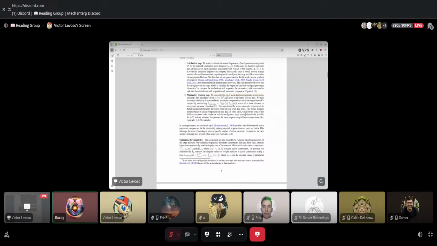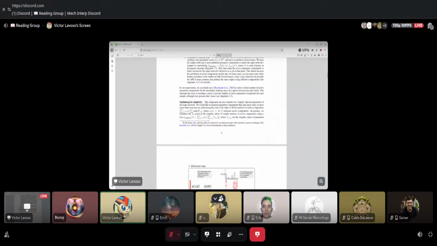But okay, I see. Yeah, and then they do simplicity, which is on each of the components they try to make it have lower rank. Okay, that's the simplicity part. Yeah, that makes sense. Some of the rank components.